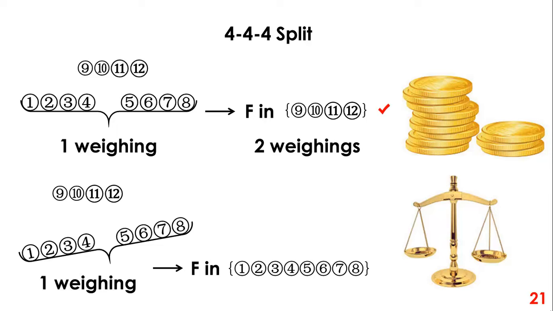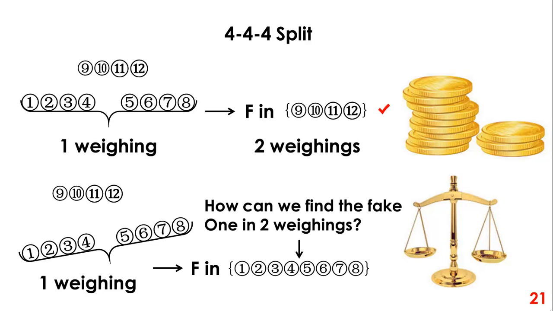In the second case, using one weighing, we reduce the 12-coin problem to an 8-coin problem. So the next question is, how can we find the fake one in 2 weighings? Still 2, but you need to find the fake one in that 8-coin group. Compared with the 4-coin group, both need 2 weighings. It looks not realistic. You double the number of coins, but you still use 2 weighings.